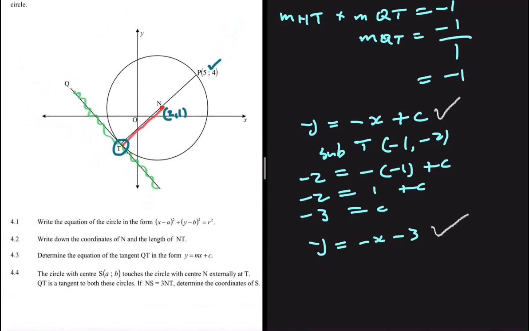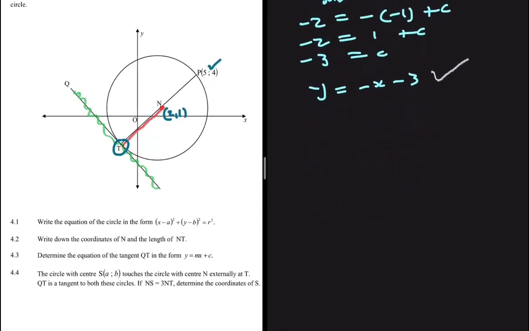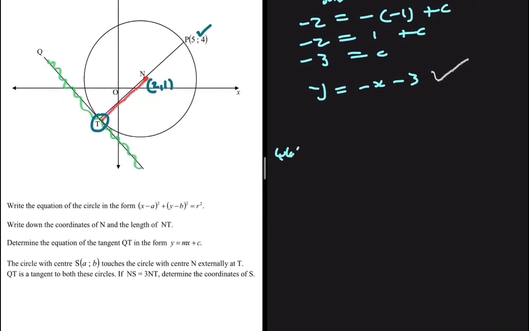Let's move ahead and do 4.4. So in 4.4, the circle with center S of coordinates a and b touches the circle with center n externally at t. QT is a tangent to both of these circles. If NS is equal to 3NT, determine the coordinates of S. Yeah, there's a lot going on there.